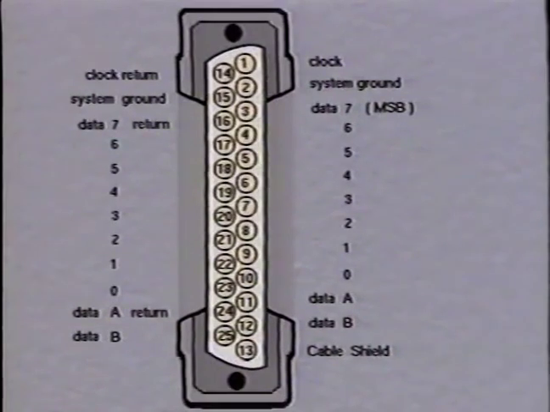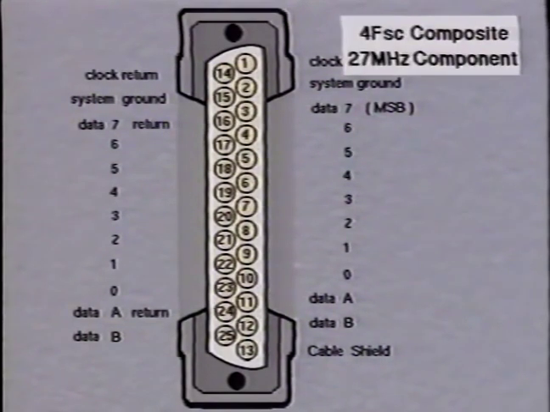Here are the pin allocations of the connector. It is interesting that this connector and layout are also used for composite signals. The same interconnecting cable can be used by both systems. The differences being the clock frequency and the data format. It must be stressed at this point that the signals are not compatible, but use a common path for transmission.